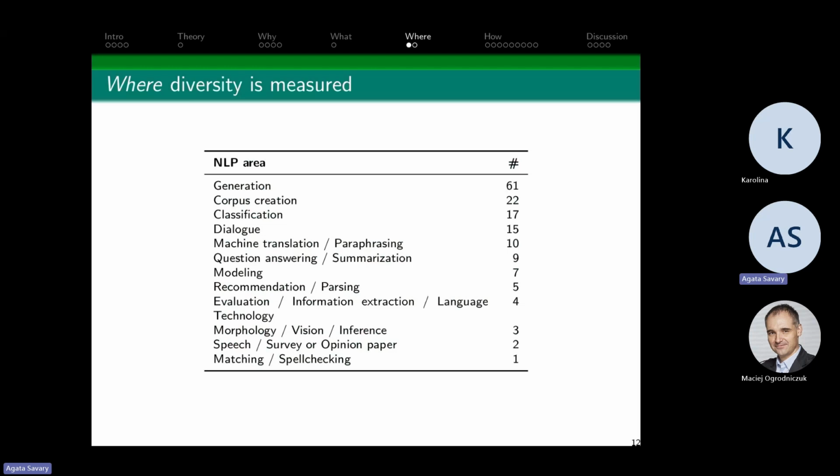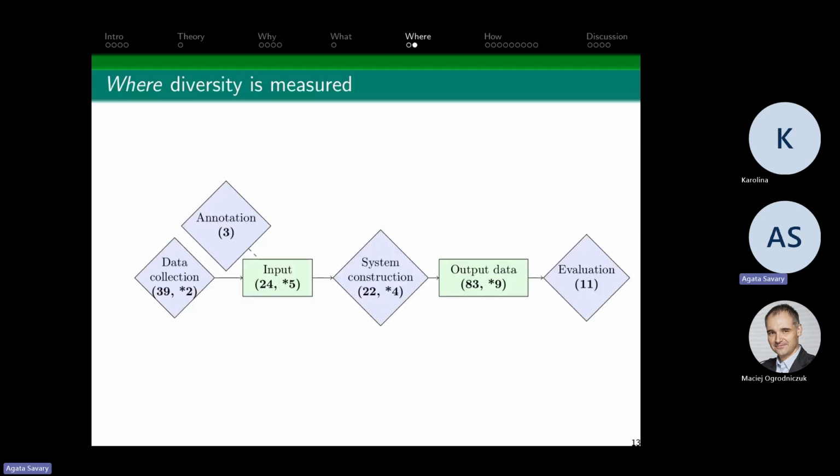Now, corpus creation is another one. We have classification, dialogue, machine translation, and so on and so forth. Many of them are, of course, interlinked. So these numbers have to be taken with a pinch of salt. And I'll come back to it.